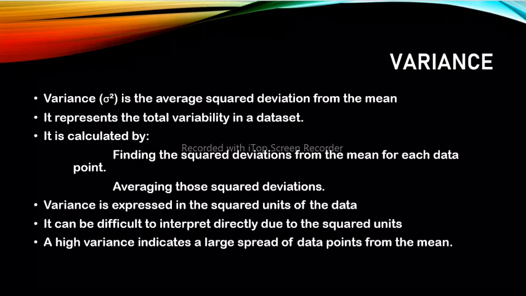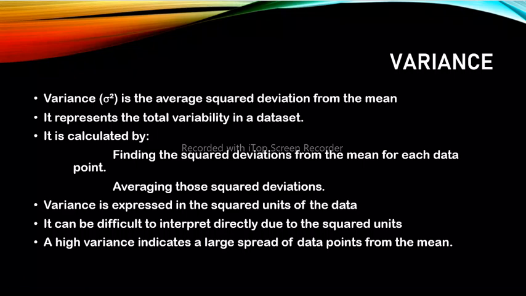To calculate variance, we first find the squared deviations from the mean for each data point. This means subtracting the mean from each data point, squaring the result to remove negative signs. Finally, we average those squared deviations to get the variance.